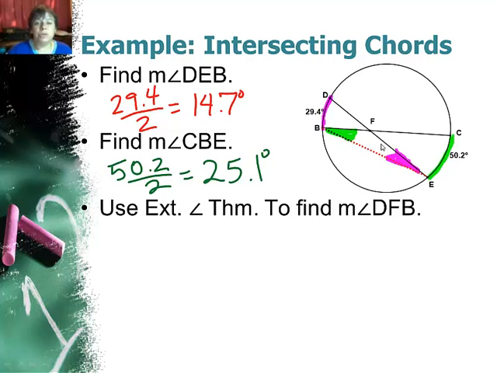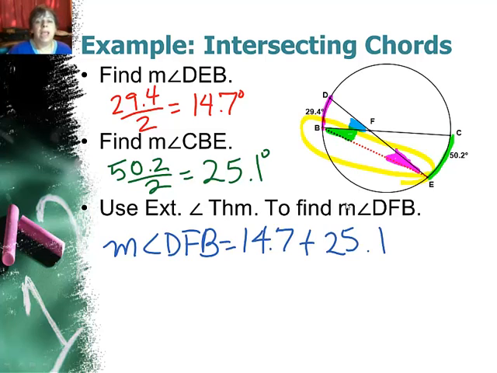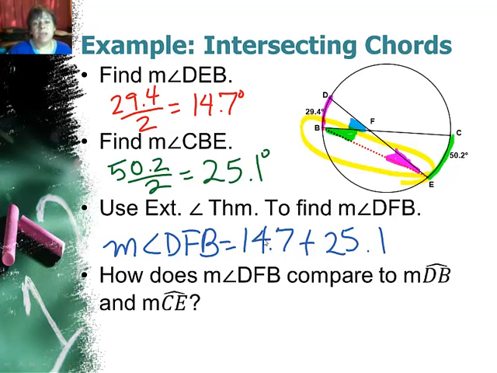Then I'm going to use the exterior angle theorem. Do you see the triangle BFE? So I'm going to find angle DFB right there by saying it is the sum of the two remote interior angles. We did that in the fall semester. So those are the two angles we're going to add together. And I end up getting, in this case, I should have added it, 39.8 degrees.